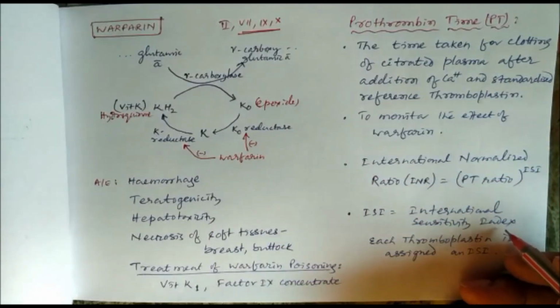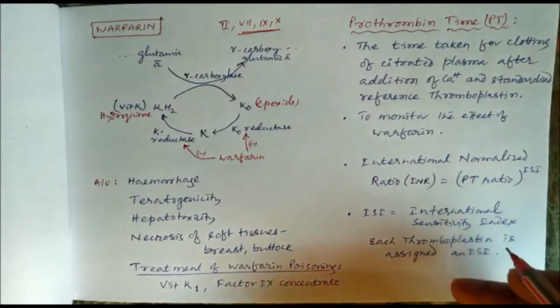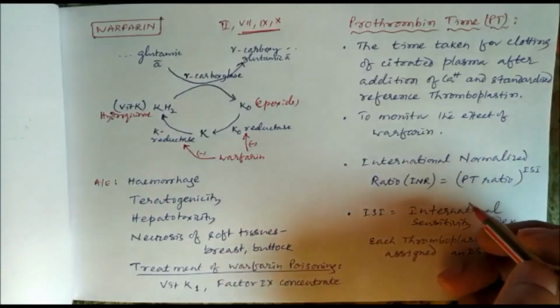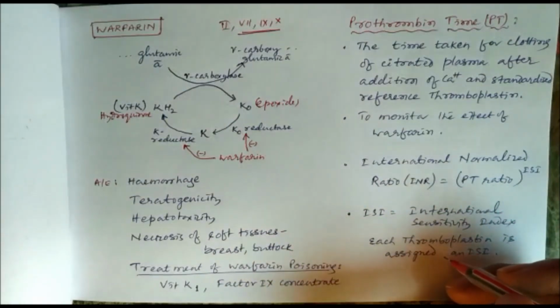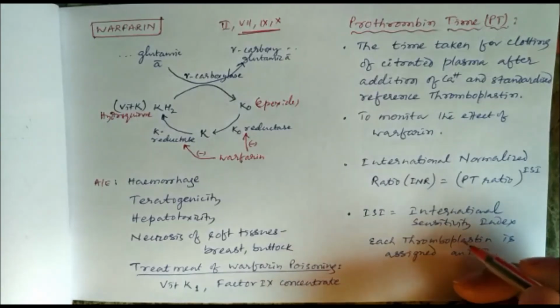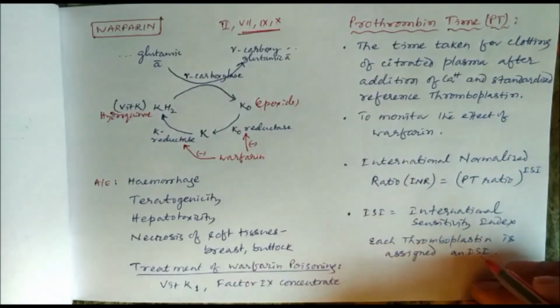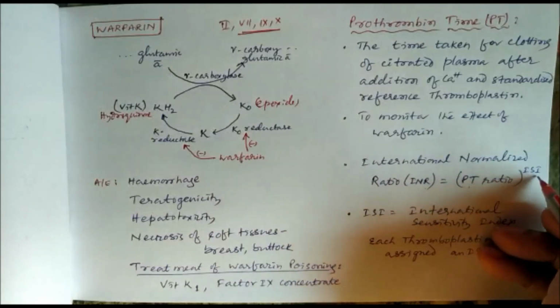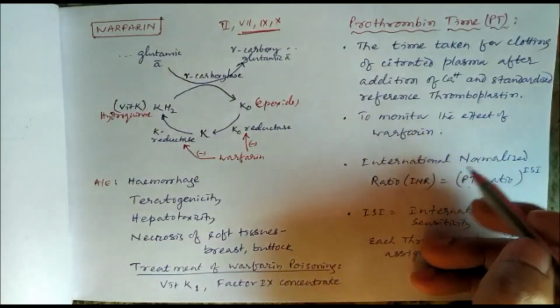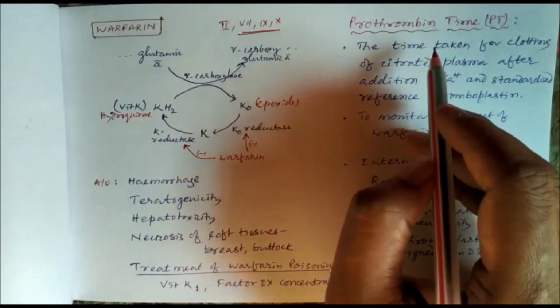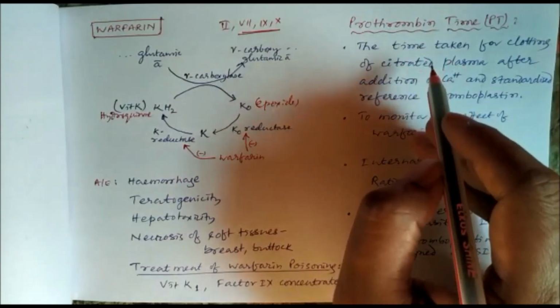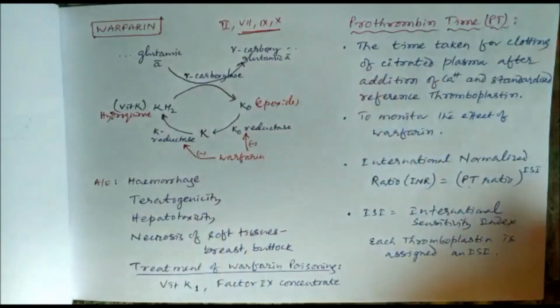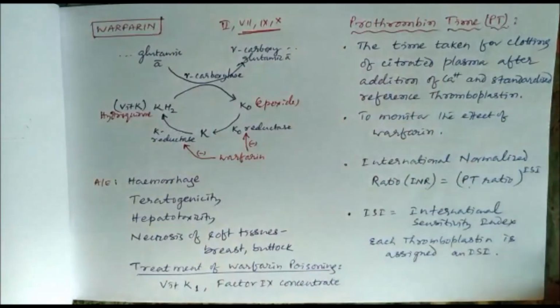And because of the variability of thromboplastin or factor 3, each thromboplastin is assigned an ISI. So based on that, INR is equal to PT ratio to the power ISI. In this way it will be calculated. So from this prothrombin time, the effect of warfarin is monitored. So this is all about anticoagulants. Thank you.